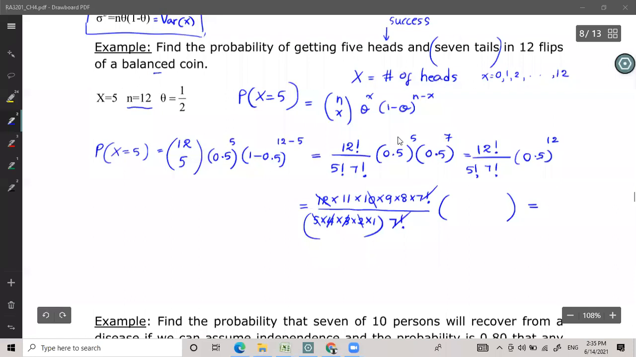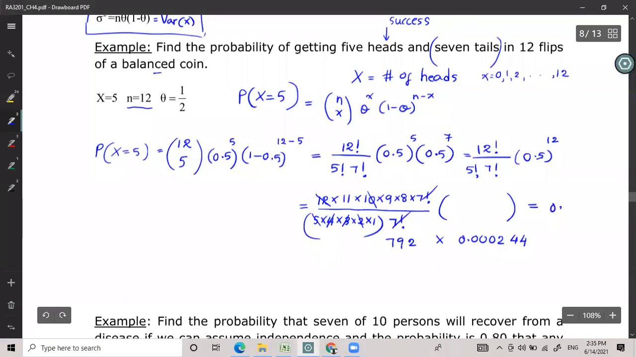Okay, so Ashini, final answer is there. So 0.5 to power 12 is 0.000244, yes. And you have 792. Thanks, Sandhini. Right. So if you do this calculation, your final answer will be this one.